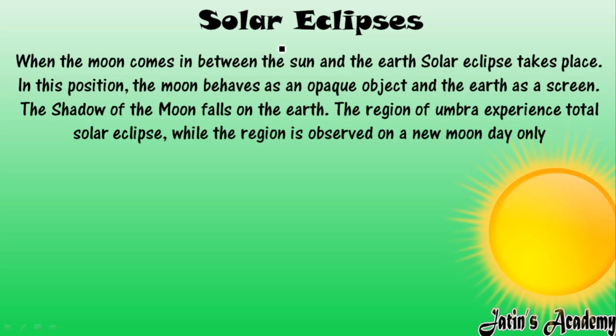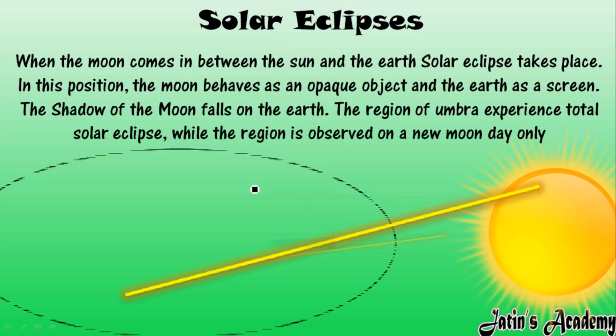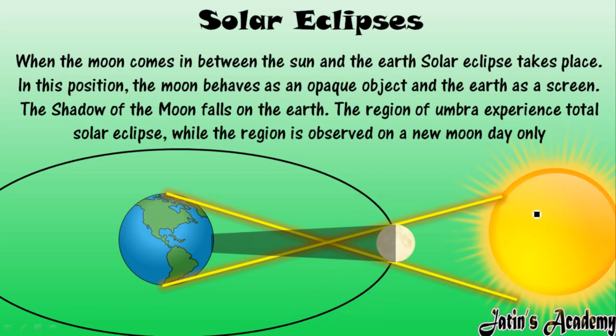During the revolution of the moon, the sun and the earth, whenever this phase comes, the moon comes in between the sun and the earth. So in this position, the sun is acting like a source of light, the moon is behaving as an opaque object and the earth is acting like a screen. Whenever the light radiations from the sun pass toward the moon, the moon is going to block them. Whenever the moon blocks the light radiations from the sun, it casts its shadow on the surface of the earth.